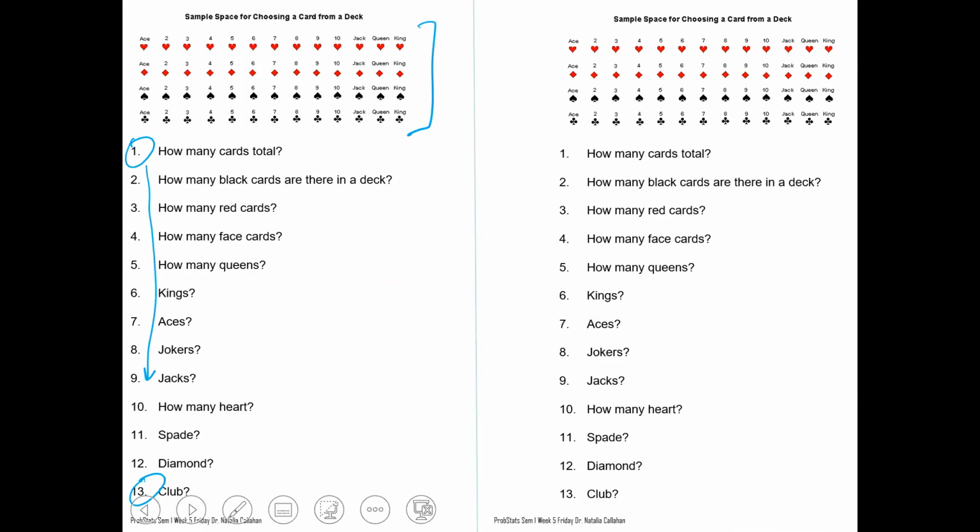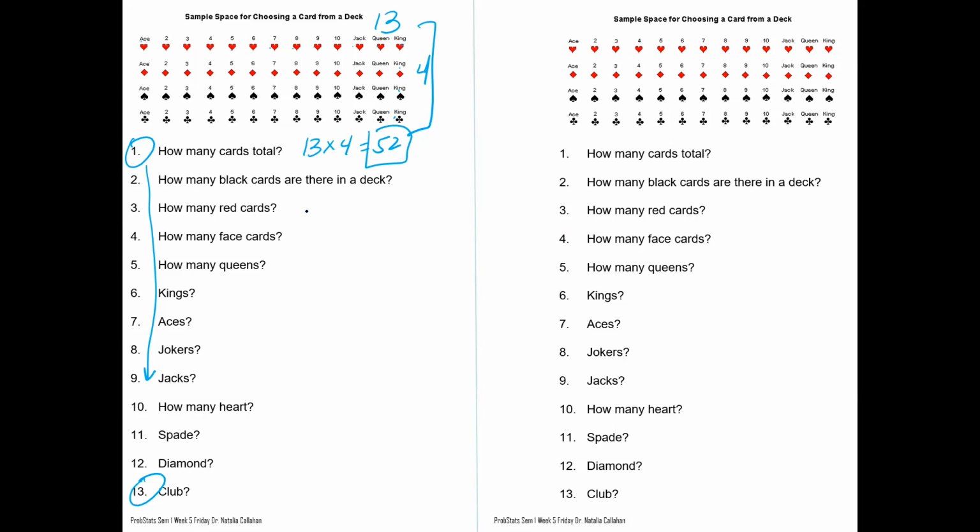How many are face cards? Well, actually, how many are total in a deck of cards? Given the fact you have 13 columns and 4 rows, 13 times 4 is going to give you 52 cards.